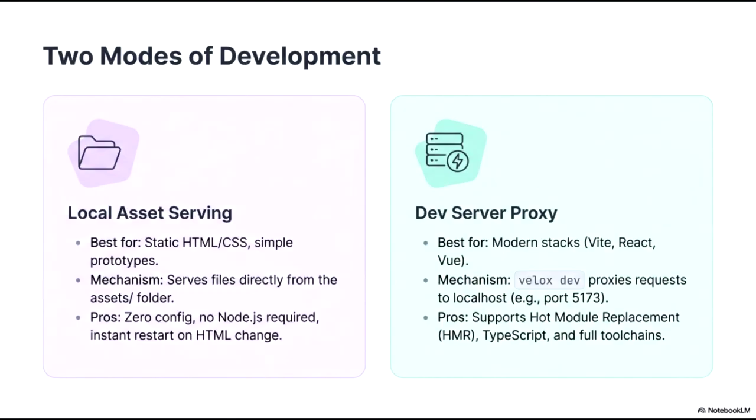The second mode is the dev server proxy, which is best suited for modern stacks like Vite, React, and Vue. In this configuration, the Velox dev command proxies requests to your local host, typically on port 5173. This mode is highly advantageous for complex projects because it supports hot module replacement, TypeScript, and comprehensive development toolchains.